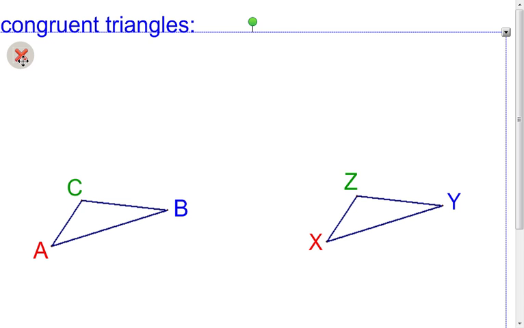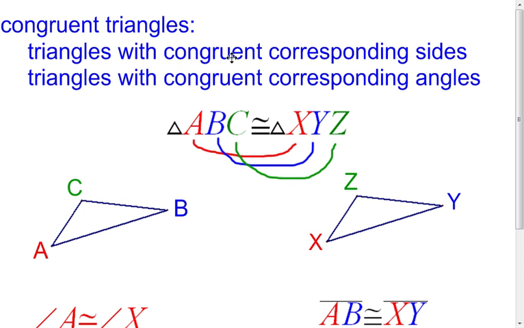Now when we get into the size part, that's going to deal with the corresponding sides. Those are going to have to be congruent. And we're also going to talk about the angles. Those are also going to have to be congruent. Now when I look at that, that means I'm going to have 3 sets of sides that have to be congruent, and I'm going to have 3 sets of angles that will be congruent.